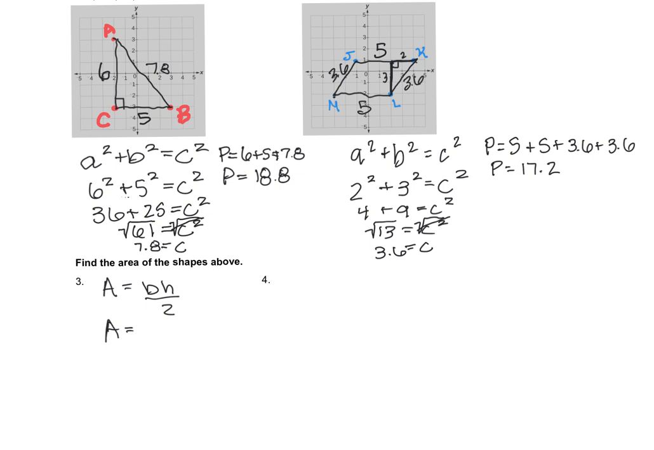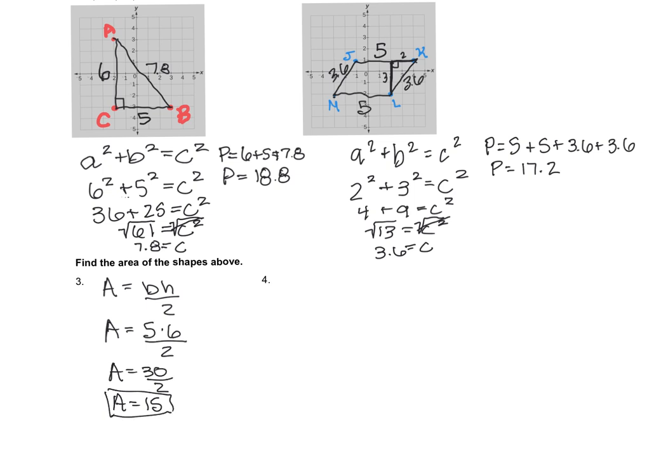The base of our triangle is from C to B, this horizontal distance, which is 5. And then our height would be our vertical distance from A to C, which is 6. So 5 times 6 is 30, and then we divide that by 2, and we get area equals 15. Okay, the area of that triangle is 15.